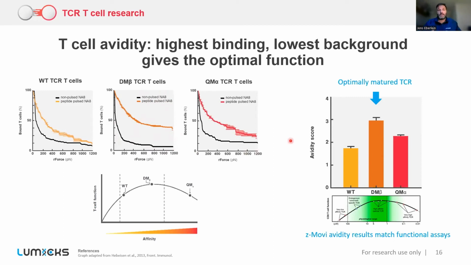Now, what's interesting is looking at a very high affinity TCR, you also see the avidity increase is nice compared to the wild type TCR. However, there's also an increase in the background binding. Now you see the black line moving up as well. And so the signal to noise, the difference between those two, is narrowed for the high affinity TCRs. So when we divide the avidity of the pulsed by the unpulsed, you can quickly see that the optimal matured TCR is the one that has the best signal to noise ratio, and we call this an avidity score.